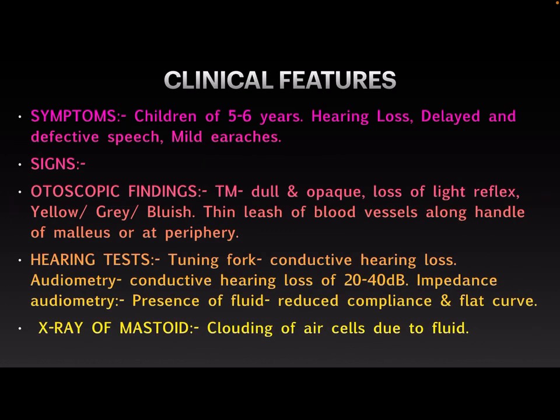Then when you do hearing tests, tuning fork tests, you will find conductive hearing loss, and on audiometry also you will see conductive hearing loss of 20 to 40 decibels. And in impedance audiometry, under tympanometry, on the tympanogram you will get a flat curve. What was that flat? It was a B curve which was flat, right? And why is it coming like that? Because the fluid is there, no?